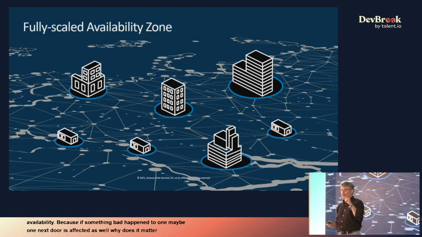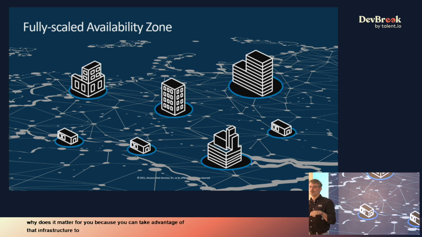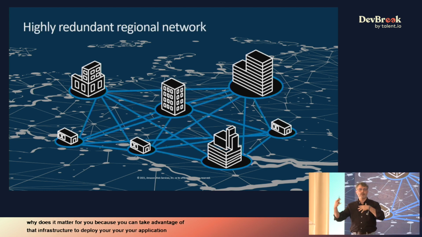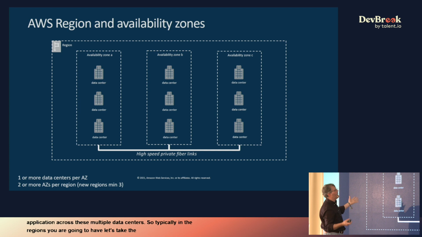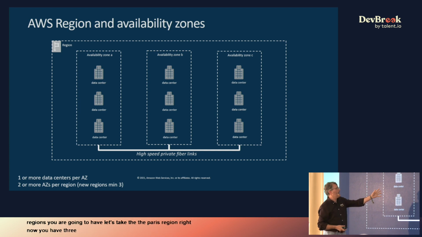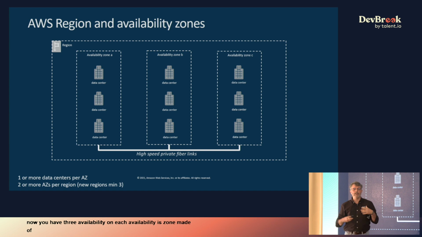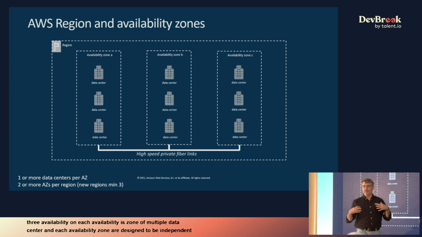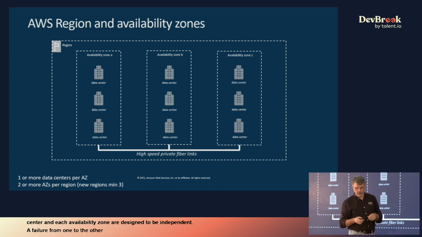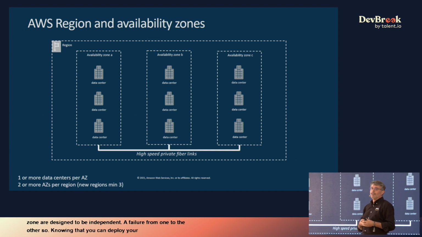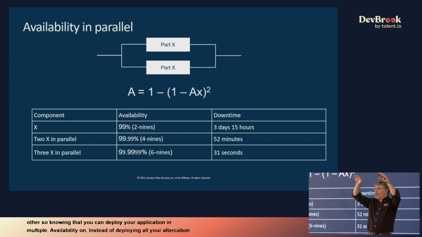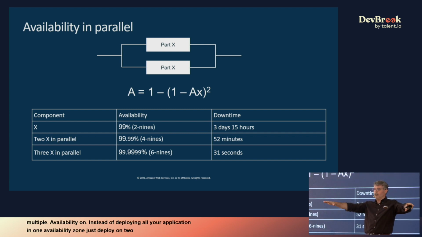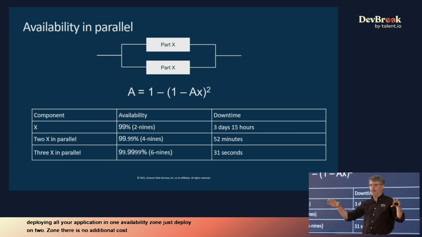Why does it matter for you? It's because you can take advantage of that infrastructure to deploy your application across these multiple data centers. Typically, let's take the Paris region right now. You have 3 availability zones, each made of multiple data centers, and each is designed to be independent of failure from the others. So knowing that, you can deploy your application in multiple availability zones. Instead of deploying all your application in one availability zone, just deploy on 2. There is no additional cost for you to do that.